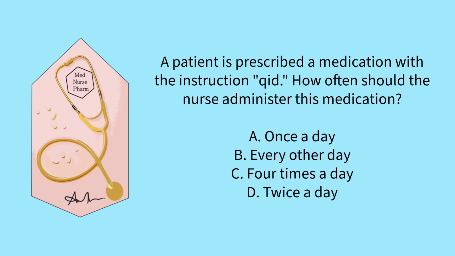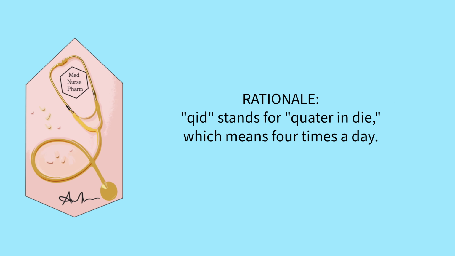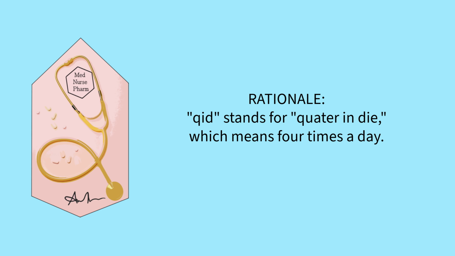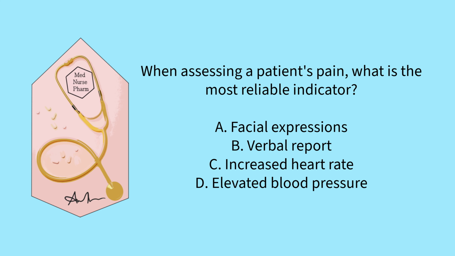A patient is prescribed a medication with the instruction QID. How often should the nurse administer this medication? Once a day, every other day, 4 times a day, or twice a day? QID stands for quater in die, which means 4 times a day.